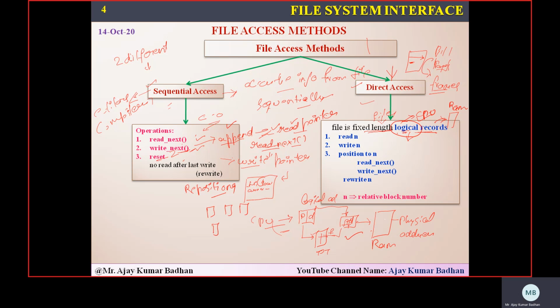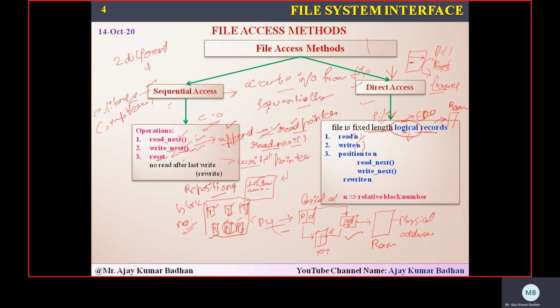Here, since we are representing the files in a format of blocks, let us suppose this is your file and I'm representing it in blocks like this. In sequential access we use read next and write next, but here we need to provide the block number. If we want to access any information from a particular file, I need to provide a block number, like 1, 2, 3, 4, 5, 6. For that, we pass a parameter called n. So read n, write n.